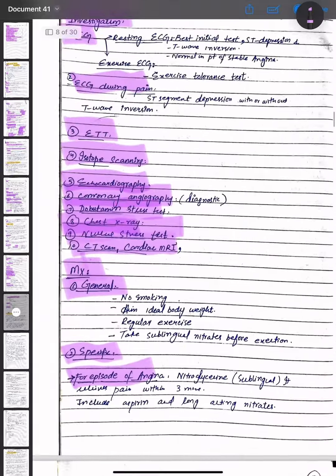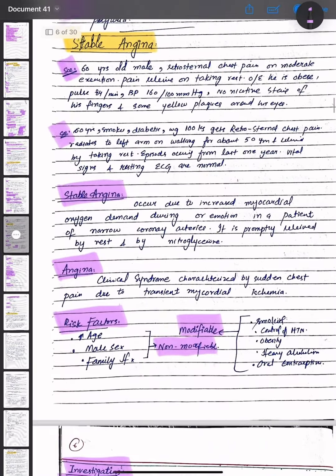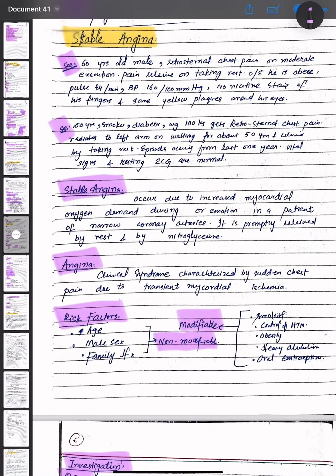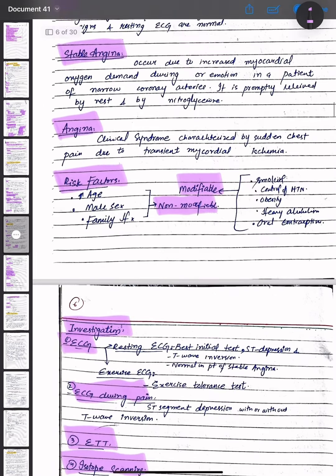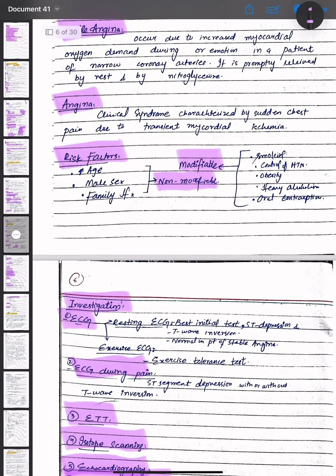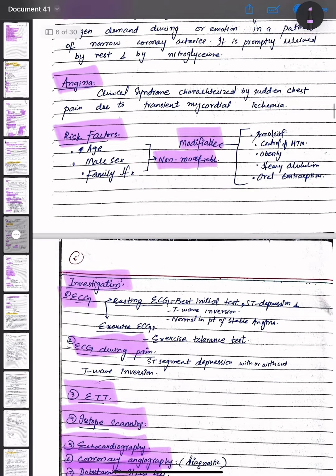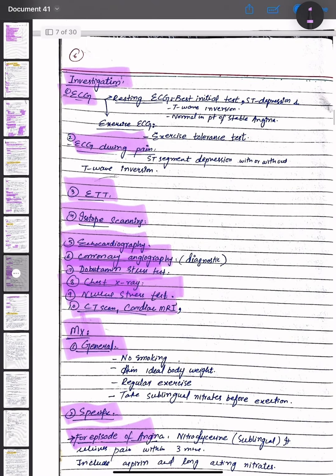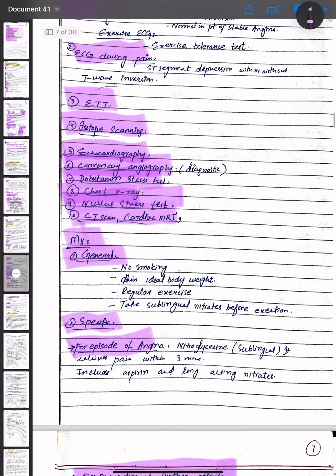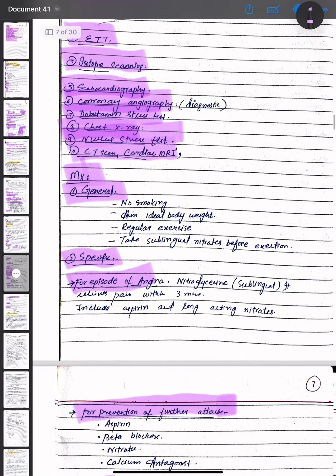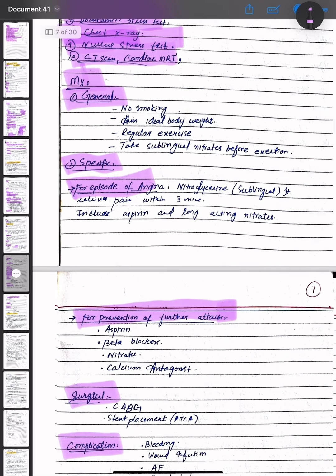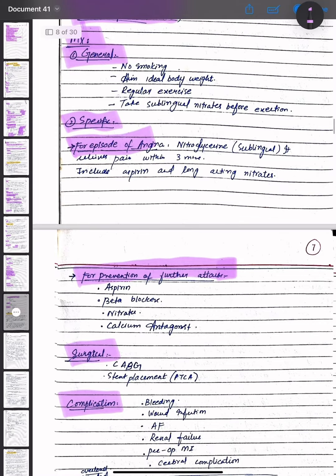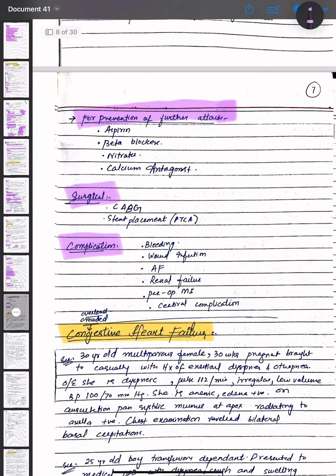So we have discussed stable angina: the scenario for stable angina, then what is stable angina and what is angina, then what are the risk factors of stable angina which are non-modifiable and modifiable, then investigation options which are ECG, ECG during pain, ETT, isotope scanning, echocardiography, coronary angiography, dobutamine stress test, chest X-ray, nuclear stress test, CT scan, and cardiac MRI. The management options are general and specific for the episode of angina, for prevention of further attack, and for surgical and complications.